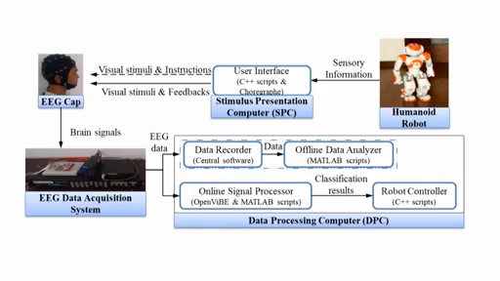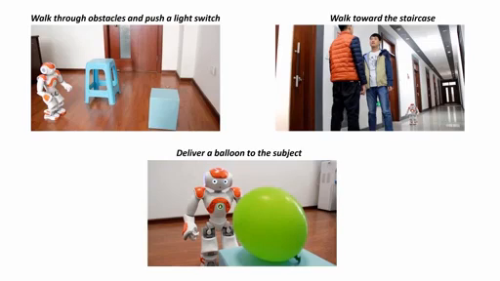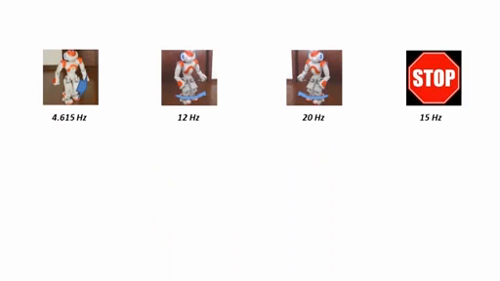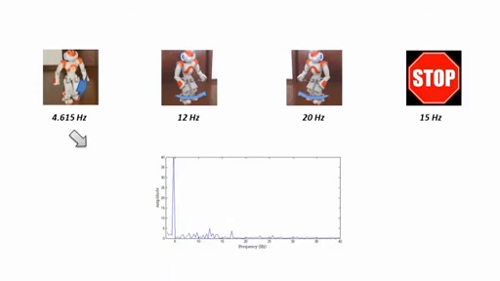Next, the online signal processor and the robot controller are configured for the online control of a humanoid robot. As the final step, the subject completes 3 specific closed-loop control experiments within different environments in order to evaluate the brain-robot interaction performance.